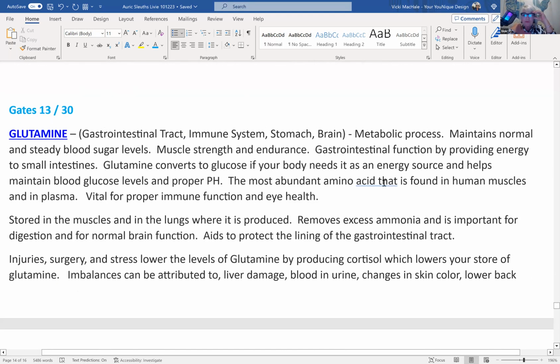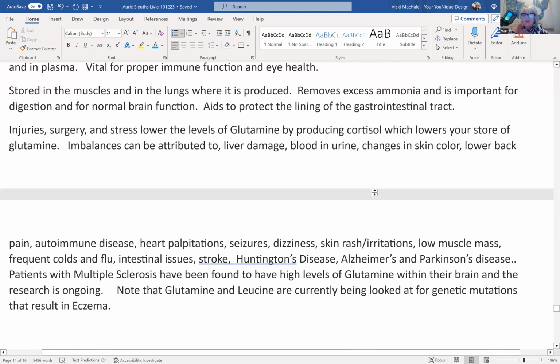Let's see, glutamine. Proper immune function, eye health. It helps you heal faster if you have injuries. It can really cause you to overreact to stress and to build cortisol. It can be attributed to liver damage, again, seizures, skin rash, irritations, intestinal issues, frequent colds or flu.